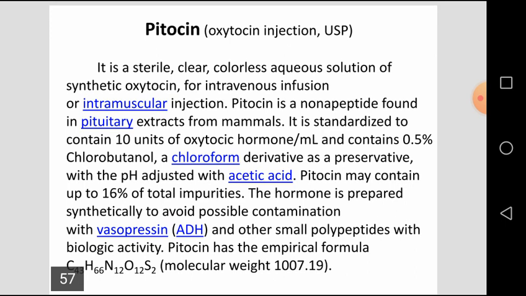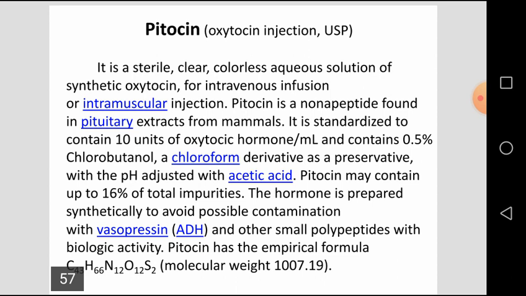Coming to the pitocin, this is nothing but oxytocin, another form of oxytocin in the form of injection. It is a sterile, clear, colorless, aqueous solution of synthetic oxytocin. For intravenous infusions, intramuscular injections may be given. Pitocin is a non-peptide found in pituitary extracts from mammals. It is standardized to contain 10 units of oxytocin hormone per ml and contains 0.5 chlorobutanol, a chloroform derivative, for preservation, with the pH adjusted with acetic acid.